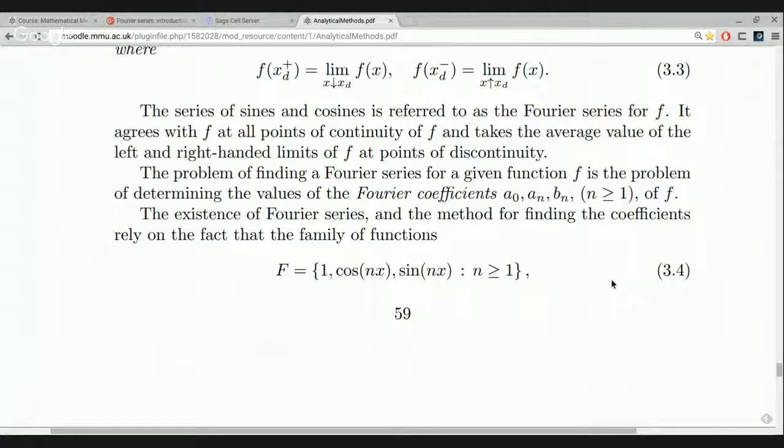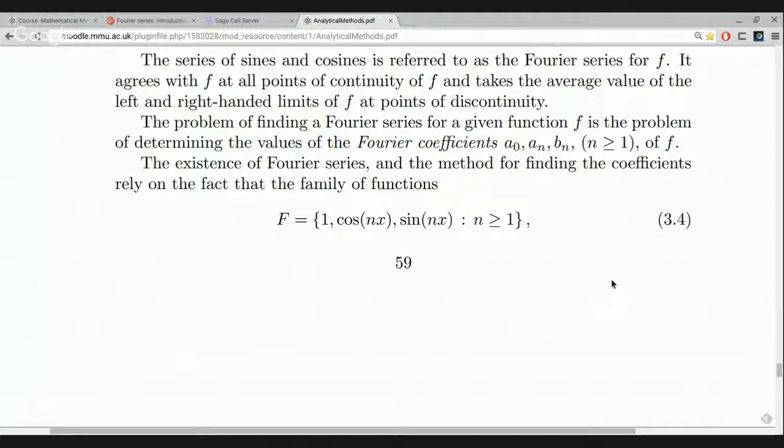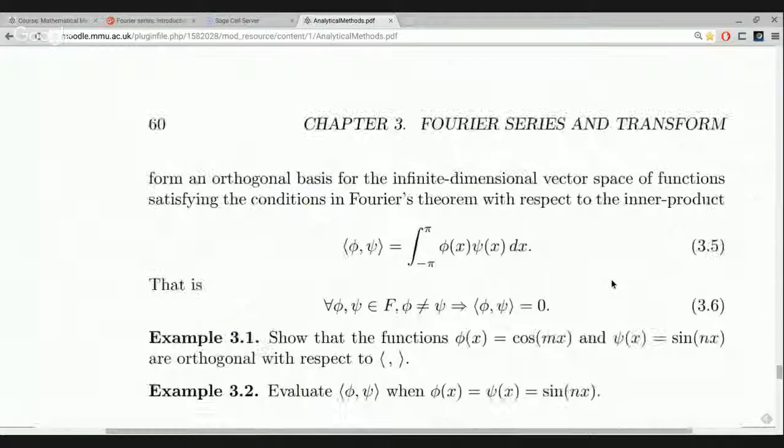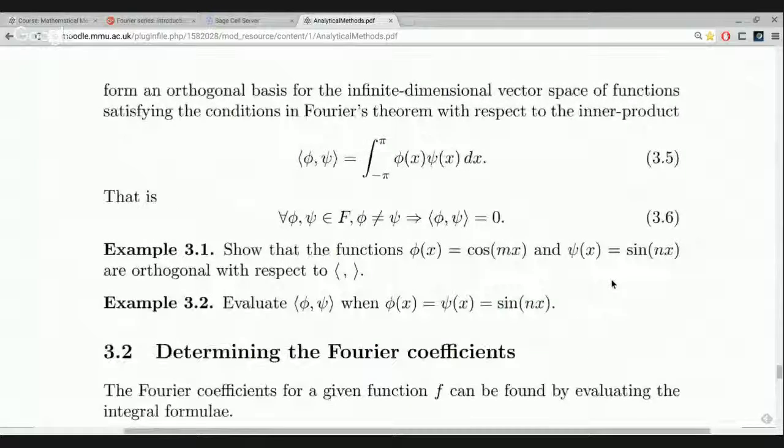Okay? The coefficients are what define a particular Fourier series for a particular function. So we have this idea that this, I've called it f here in the notes, is a family of functions which are going to be a basis for the space. These form an orthogonal basis for the infinite dimensional vector space of functions satisfying the conditions in Fourier's theorem. So you collect together all those functions that satisfy the conditions in Fourier's theorem. They form a vector space.